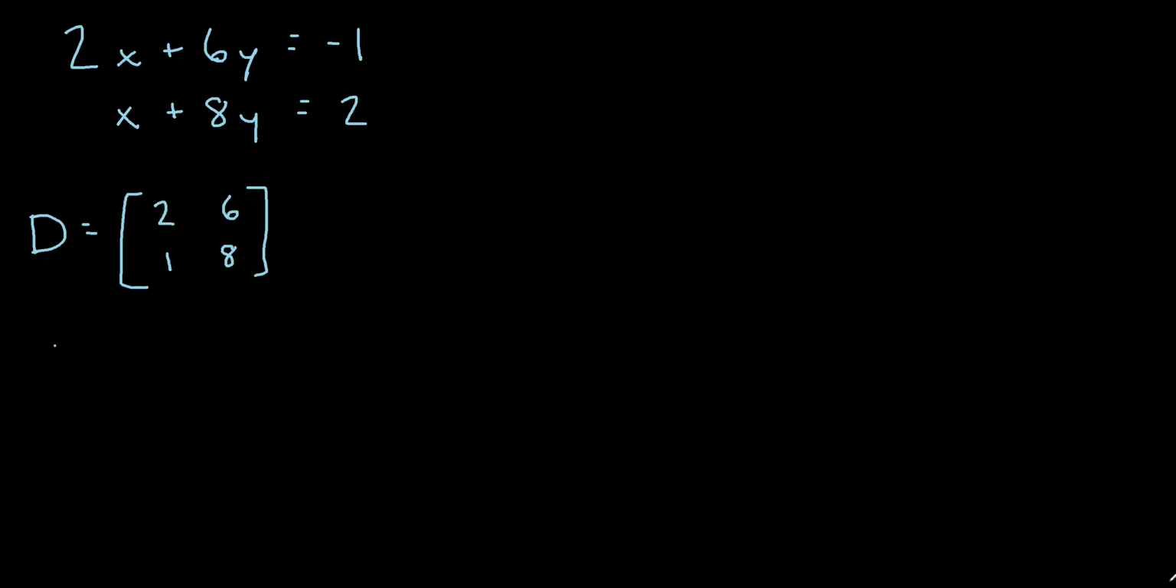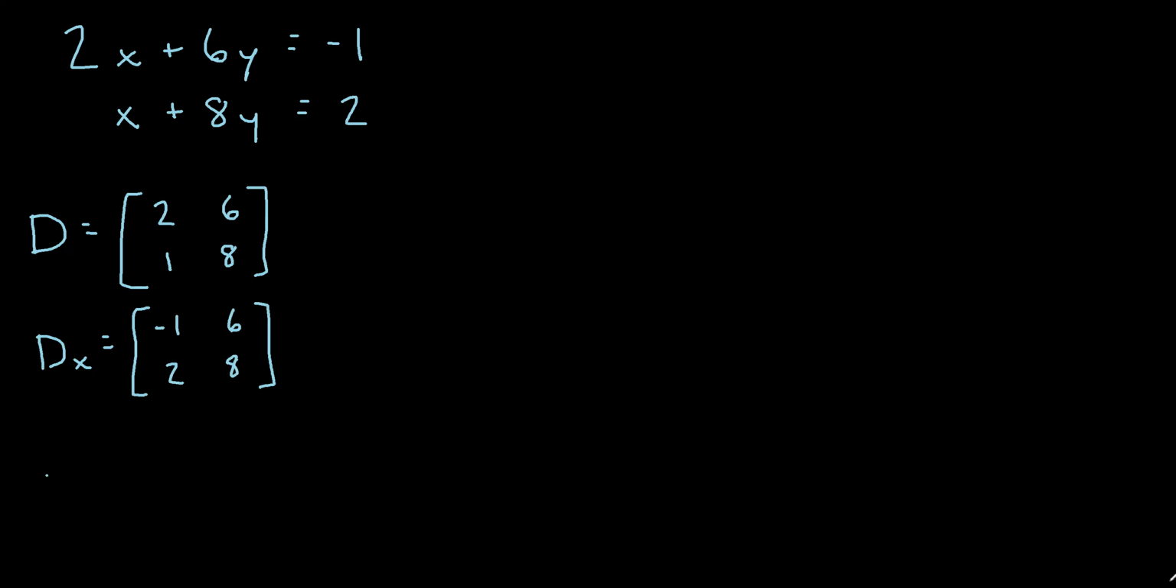We can then create another matrix called Dx, where it's the exact same as D, except the coefficients for the x values, so the 2 and the 1, will be replaced with whatever values are on the right-hand side of the equations. So we'll say -1, 2, and then 6 and 8.